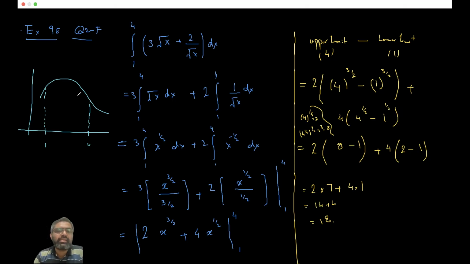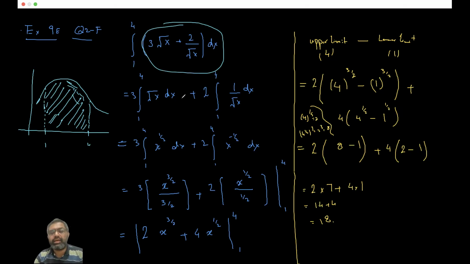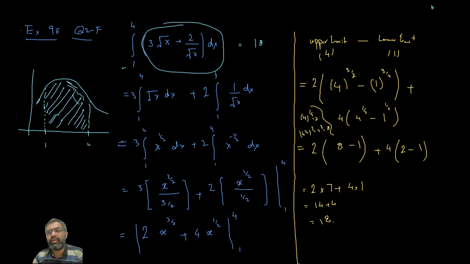Definite integration tells how much area is under this curve from the limit 1 to 4. This is an important thing to remember. Integration gives us the area under the curve of an equation. And when we put in the definite integration, that is the area under the curve from the starting point till the end point. So for this curve, the area under the curve from point 1 to 4 is equal to 18. So that was one small exercise on integration and definite integration.